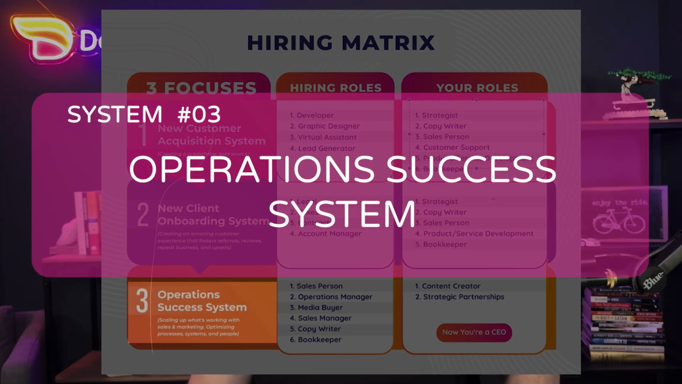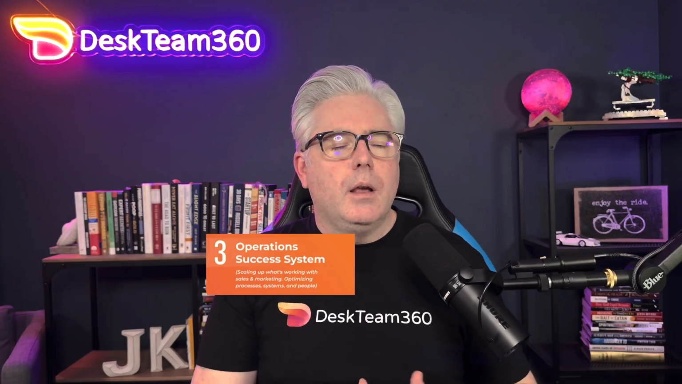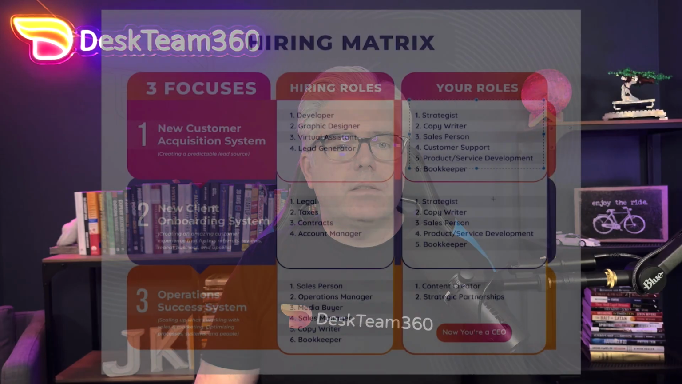Now, once you have that onboarding system going and it's working smoothly, and you move on to the third success system, operations, this is where you really start bringing on more roles. Number 1, because you have the sales coming in, you have happy clients, you have the systems, the SOPs, the softwares to make everybody's job easier. You have all the infrastructure to bring these people on. And the very first person you want to hire in this scenario is a salesperson.